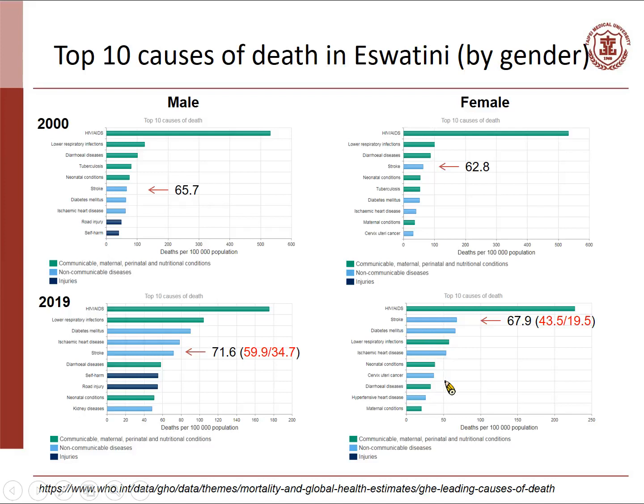How about the gender difference between male and female? You can see the leading causes of death in male and female are different. For male, stroke takes the fifth position, but for female it is the second position. I think this is an important and interesting finding. Maybe there are some factors that increase the risk of stroke death in female in Eswatini. Maybe we can find out something in the future to reduce the death rate.